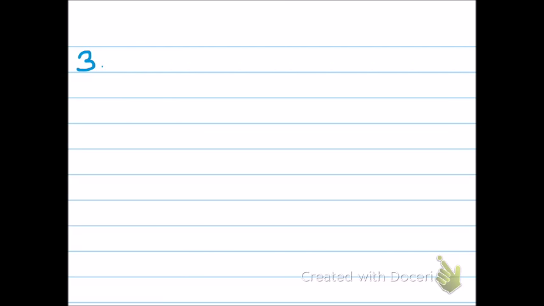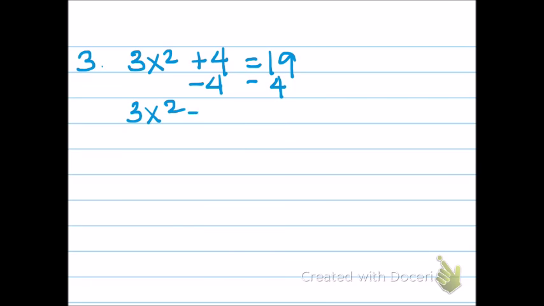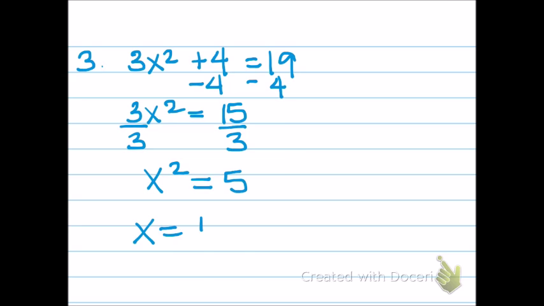For our third example, 3x squared plus 4 equals 19. First, we'll subtract 4 from both sides. Then divide by 3 on both sides, so that x squared equals 5. When you take the square root of both sides, x equals plus or minus the square root of 5. And that's your answer.